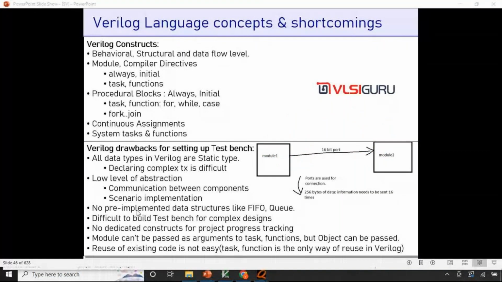Next, no pre-implemented data structures like FIFO and queue. See, in Verilog, did FIFO come from the language or did we create FIFO? We developed FIFO, right? Did we have anything like FIFO in Verilog directly? No. If you come to SystemVerilog, everything is pre-implemented. FIFO is already implemented. Queue is already implemented. Dynamic array is already implemented. You don't have to do any implementation. You just have to use it.